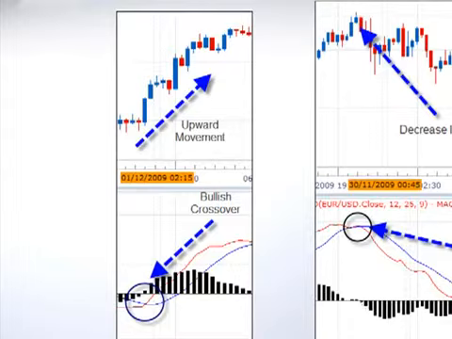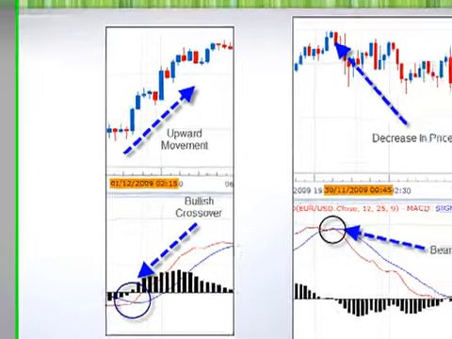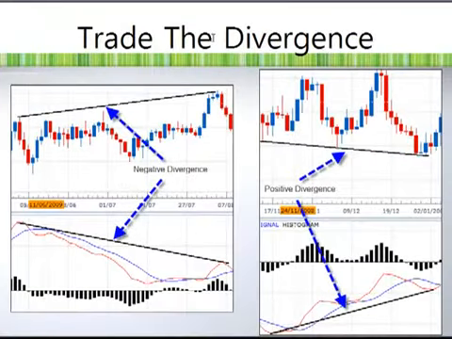So besides this crossover strategy, we could trade the MACD divergence, which is a very, very reliable strategy. Actually, I recommend this MACD divergence strategy to all traders, especially the new traders, because it's a very, very easy to trade strategy. And it's very, very reliable. So what do you mean by the divergence?